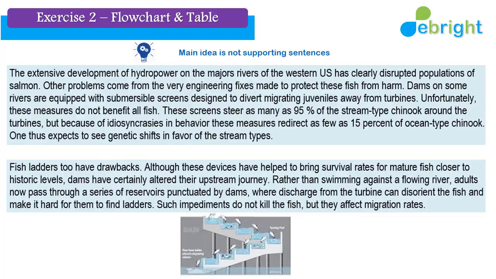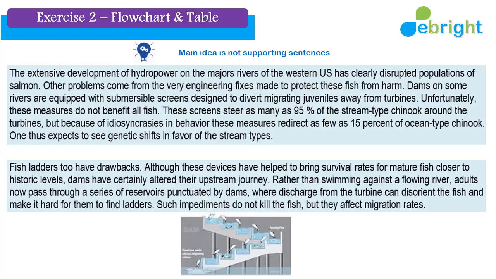Before we read the 5th paragraph, you've got a tip over there. Main idea is not supporting sentences. We will find later. Let me read. You can follow along with me. Paragraph 5. The extensive development of hydropower on the major rivers of the western U.S. has clearly disrupted populations of salmon.